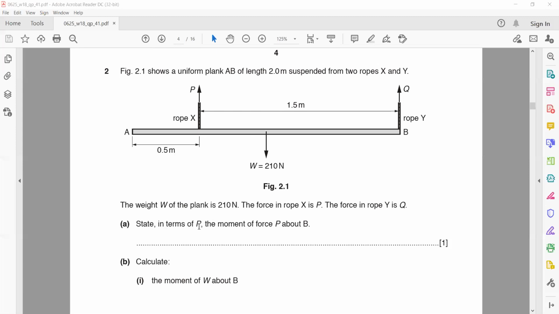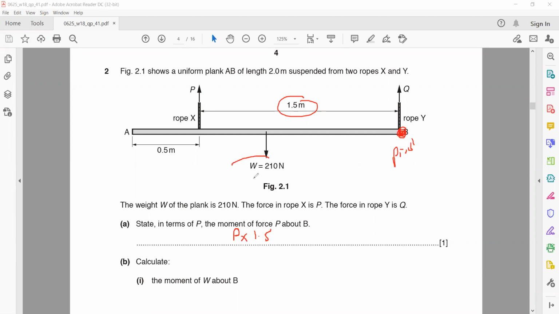In terms of P, what is the moment of force about B? When they say about B, our pivot is B. The moment caused by P: moment is the product of force and distance. The force is P, multiplied by the distance from the pivot, which is 1.5. So P into 1.5.